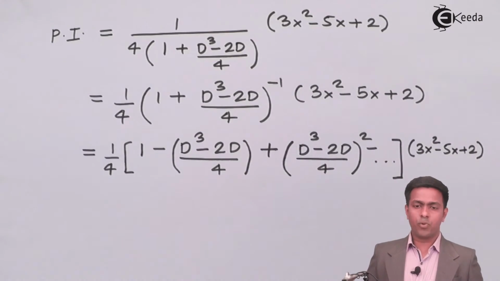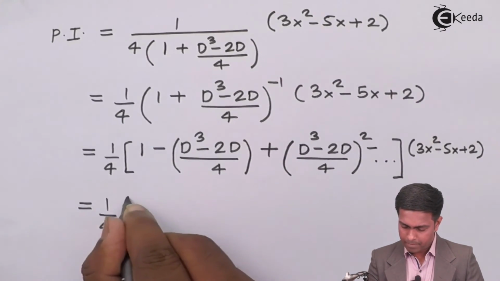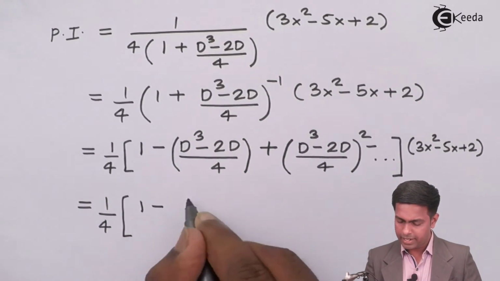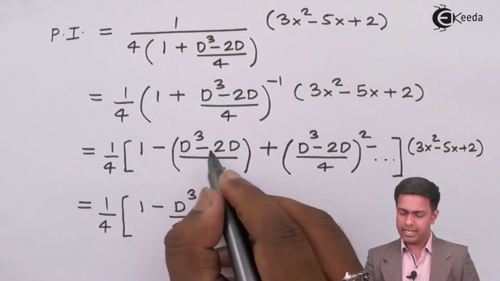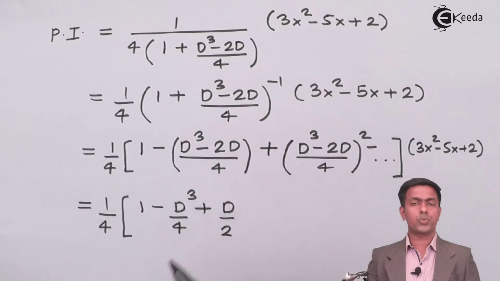So let's move ahead. So that will become 1 by 4 in bracket 1 minus, this is D cube by 4. This is minus and minus plus D upon 2, because 2 ones are 2, twos are.